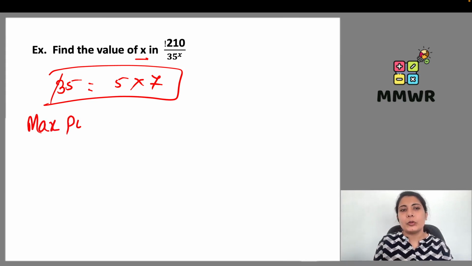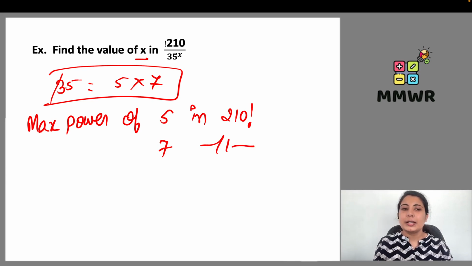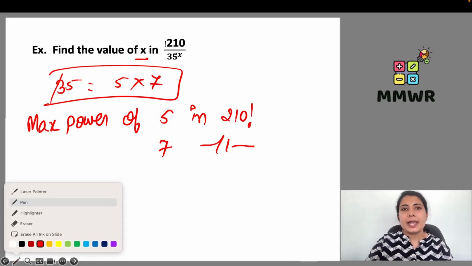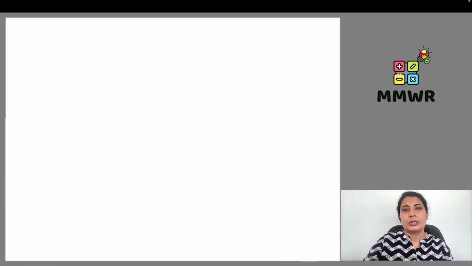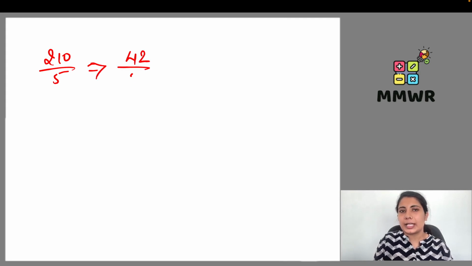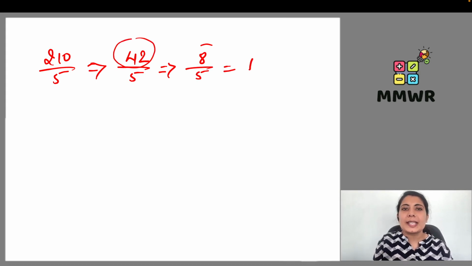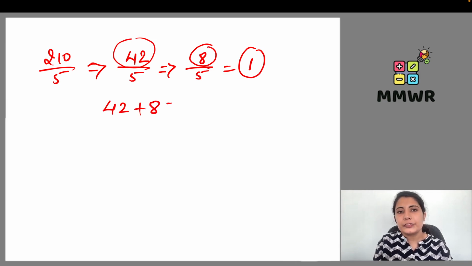What we will be doing, we will find out the maximum power of 5 and 7 in factorial 210. For that we have to divide this 210 once by 5. 5 fours are 20, 5 twos are 10. Again by 5, 5 eights are 40. Again by 5, 5 ones are 5. So 42 plus 8 plus 1 gives me 51.